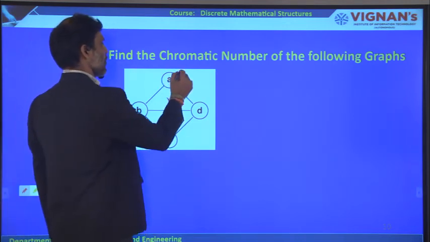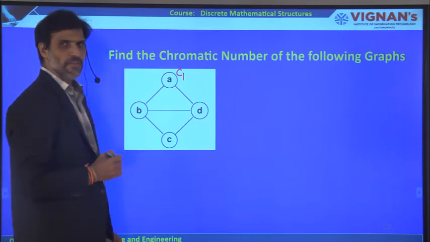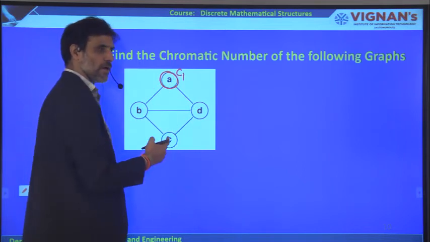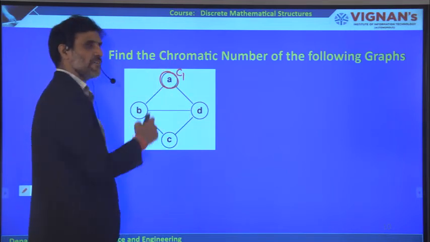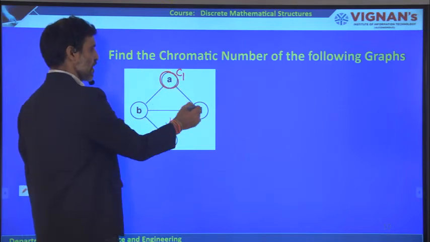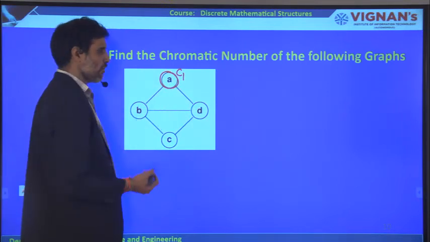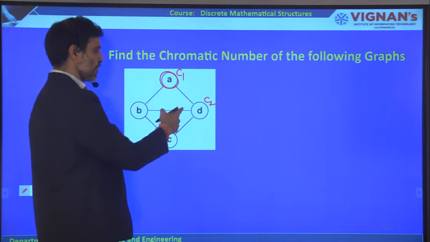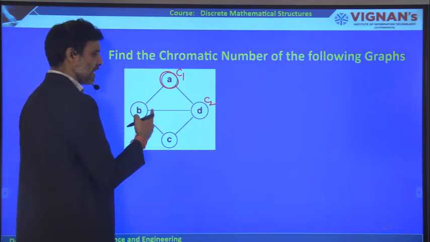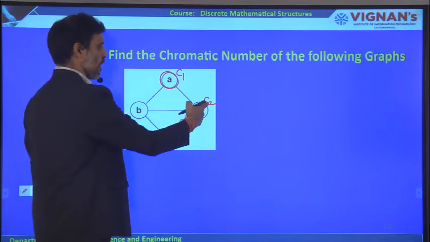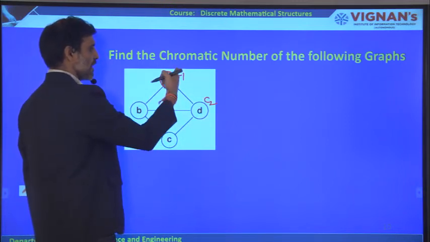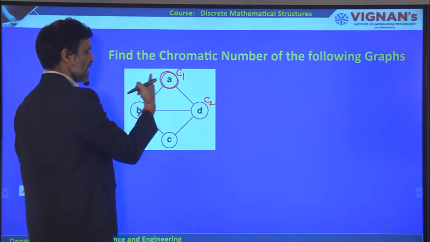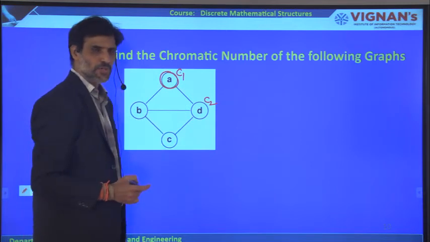Suppose you are going to color the first vertex with C1. Then you should not color B and D with C1. Why? Because these two are the adjacent vertices of the given vertex A. Therefore, you should not color these two vertices with C1. Then you have to color this one with some other color C2. Suppose I have colored with C2. Then B should not have C2, and B should not be colored with C1 either, because it is adjacent to A. Similarly, it is adjacent to D. Therefore, you should not color like that.